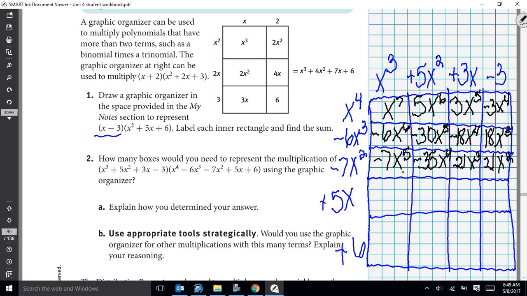So we have 5x times x to the third. And then this box, 5x times 5x squared. 5x times 3x. And then for this last box, all right, almost done multiplying. So then this one is 6 times x cubed.